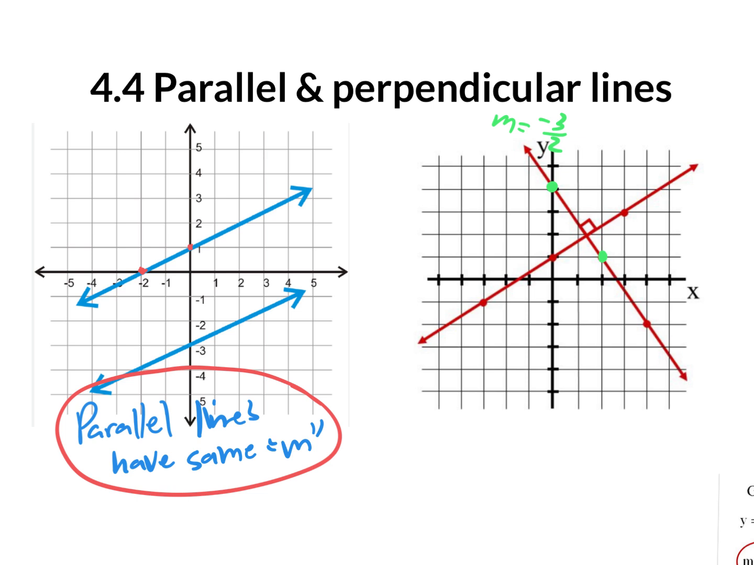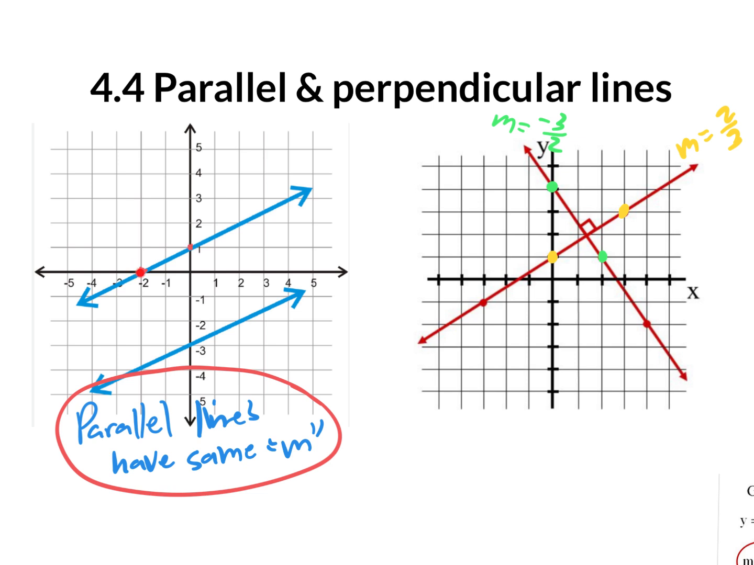Now, my other line, if I look at the other slope, let me do yellow dots here. From this yellow dot to this yellow dot, I'm not going down 3. I'm going up 2 over 1, 2, 3. So that'd be a positive 2/3. So the m is a positive 2/3. Okay. So parallel lines have the same exact slope.